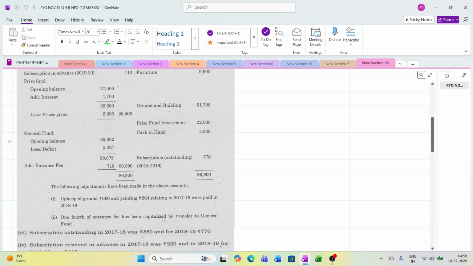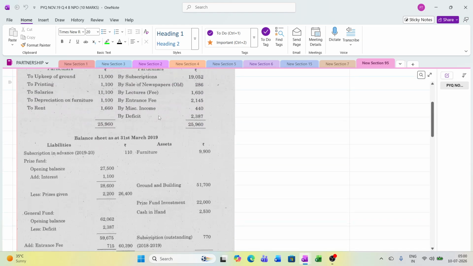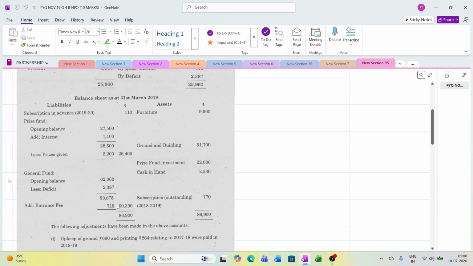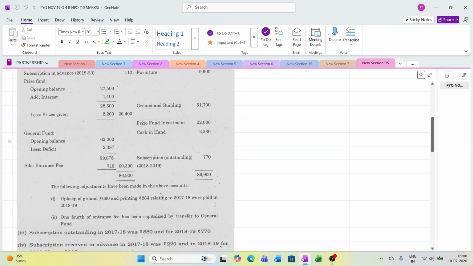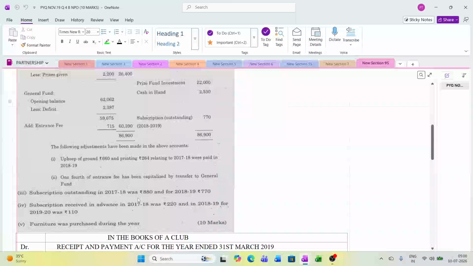See here, whatever the amount received, whether it is capital or revenue, we will record it on the receipt side. In the income and expenditure account, they would have taken only the revenue amount. Whatever they have capitalized has gone to the balance sheet. But as far as the receipt and payment account is concerned, you have received the total amount, so you have to show that. Some of the items you have to be very careful about while preparing.